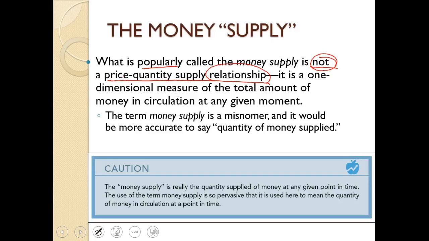It is a one-dimensional measure of the total amount of money in circulation at any given moment. So, the term money supply is a misnomer, and it would be more accurately stated as quantity of money supplied. So whenever you think of the money supply within the United States, actually think about the quantity of money supplied. How much money is on the market today? What is that quantity of that money supplied?